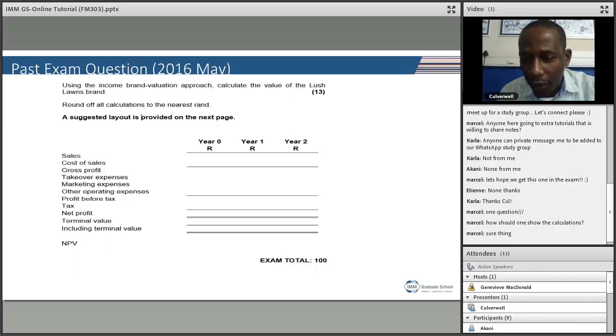Am I supposed to calculate terminal value in year 0? No. So I won't bring in terminal value there. In actual fact, I'm picking an error here for year 0 for your tax. Your tax rate, remember, we say 18,700,000 multiplied by 0.28.